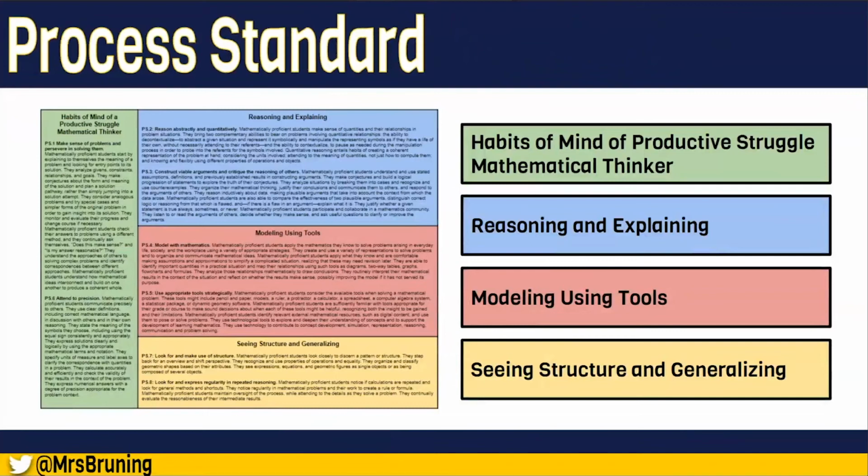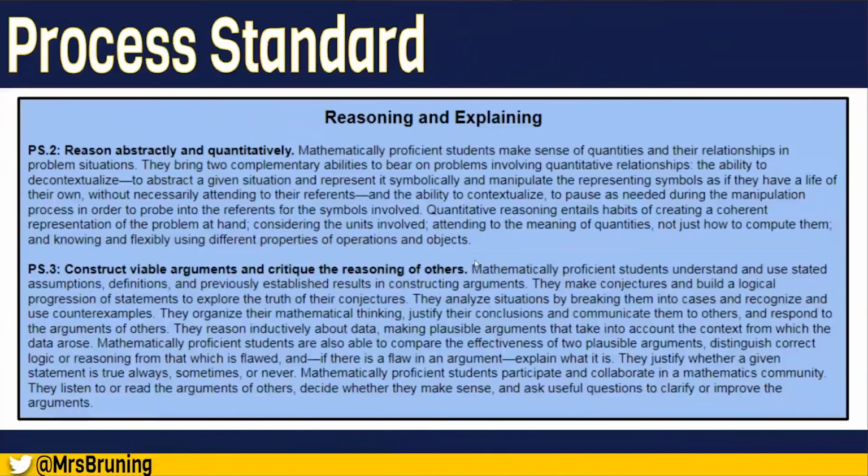In Reasoning and Explaining, Process Standard 2 describes mathematically proficient students make sense of quantities and their relationships in problem situations. They bring two complementary abilities to bear on problems involving quantitative relationships: the ability to decontextualize, to abstract a given situation and represent it symbolically, and manipulate the representing symbols as if they have a life of their own without necessarily attending to their reference, and the ability to contextualize, to pause as needed during the manipulation process in order to probe into the reference for the symbols involved.